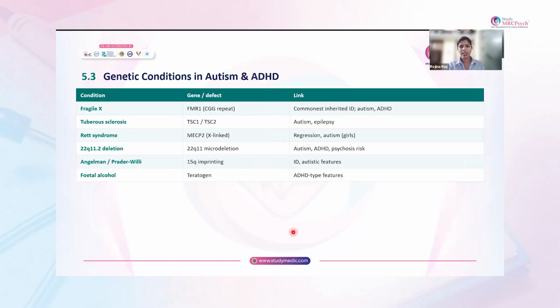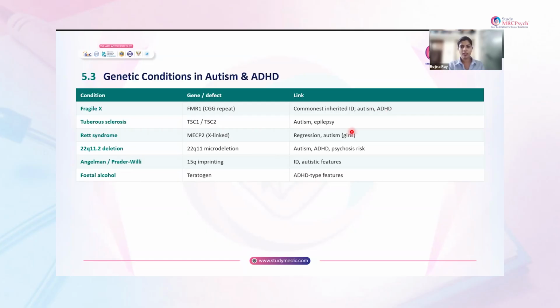Now, in this slide, I have highlighted some important genetic and neurodevelopmental conditions that are associated with autism and ADHD. So you need to focus mainly on the key association rather than memorizing a region. So Fragile X syndrome is caused by the FMR1 gene with trinucleotide CGG repeat expansion, and is the most common inherited cause of ID or intellectual disability. It is strongly associated with both autism and ADHD.